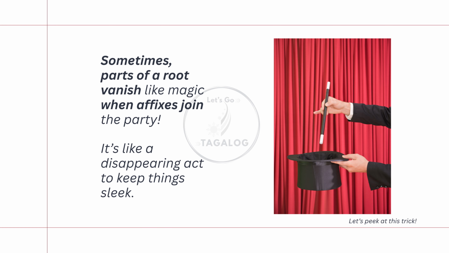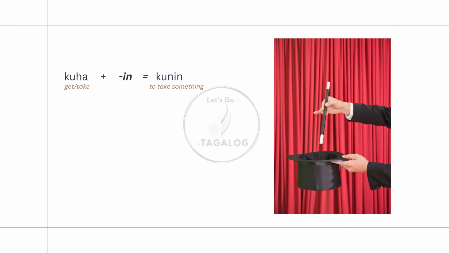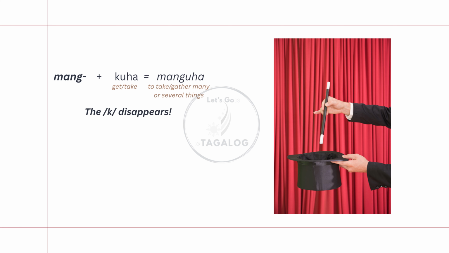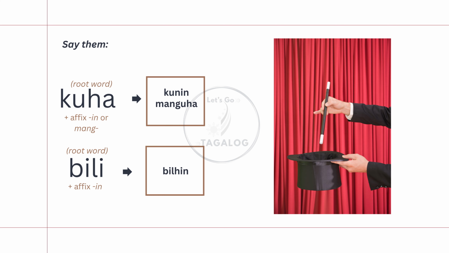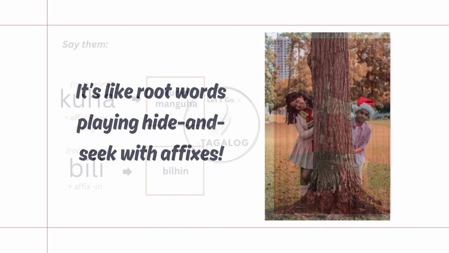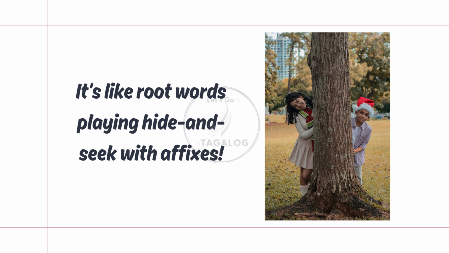Here's how it works. Kuha plus in, kunin. The ha disappears. Kuha plus mang, manguha. The K disappears. Bili plus in, bilhin. Bye-bye, final I. Say them. Kunin, manguha, bilhin. It's like root words playing hide and seek with affixes.